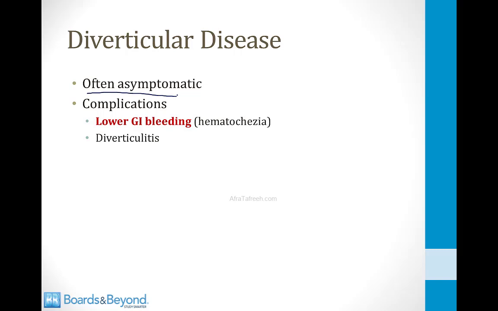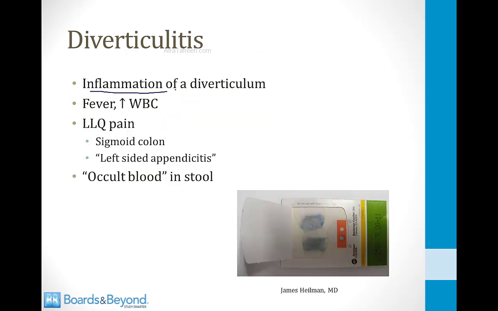However, there are some complications of diverticular disease that can occur. The first one is lower GI bleeding, which is called hematochezia. The diverticulum can begin to bleed and cause blood in the stool. And then the second complication is called diverticulitis, and this is what happens when there is inflammation of the diverticulum or bacterial infection. So diverticulitis is inflammation of a diverticulum. It presents with fever and elevated white blood cell count from the inflammation.